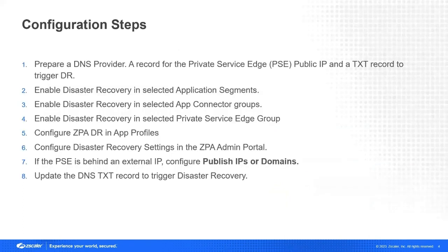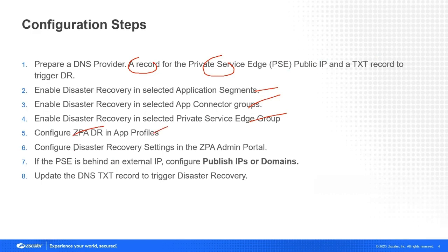Now, here are the configuration steps. We will cover step by step all these steps in the demo shortly, but first, number one is we prepare a DNS provider. Our DNS provider for this demo is GoDaddy. We will need to create two records, an A record for the public IP of our private service edge, and a DNS text record to trigger the DR. The next is we enable disaster recovery in application segments, app connector groups, and private service edge group that we selected. Next is we configure ZPA DR in the app profiles.